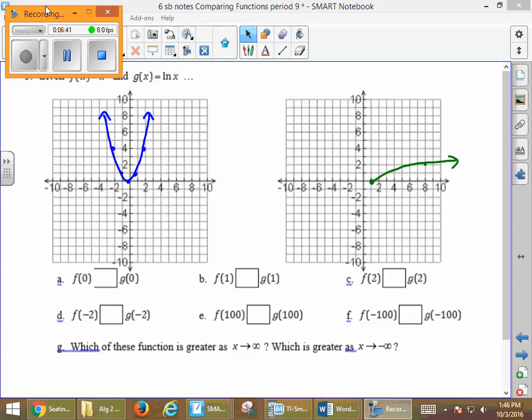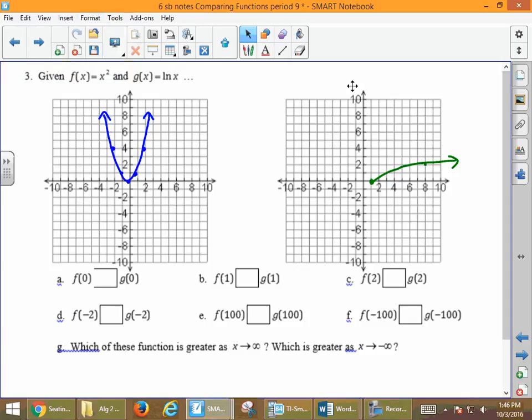And when we look at our first function, we can put 0 into x squared and get 0 out. But if you look at the picture here of our green graph, 0 is not part of the domain. 0 is not part of the domain, so we don't have any basis for comparison. So this is the does not exist, DNE. We can't compare.